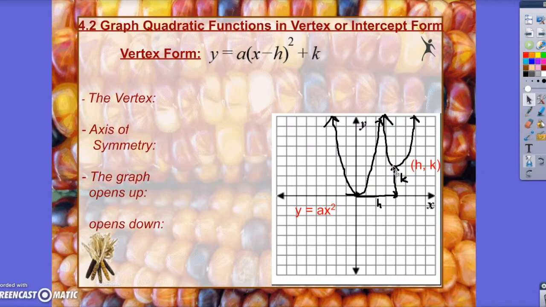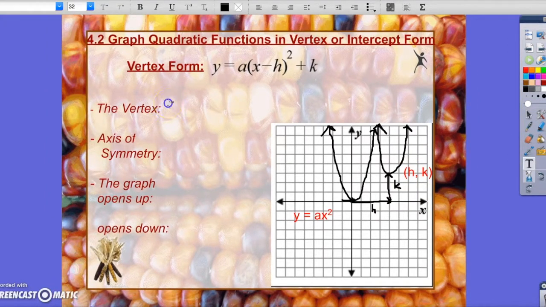So what do you notice changes from the parent function to this function? We notice the h and k are the vertex, right? So the vertex in this form, like I just said, is h comma k. The axis of symmetry always goes through, if you remember from the last lesson, the x coordinate of the vertex. So the axis of symmetry is x equals h.